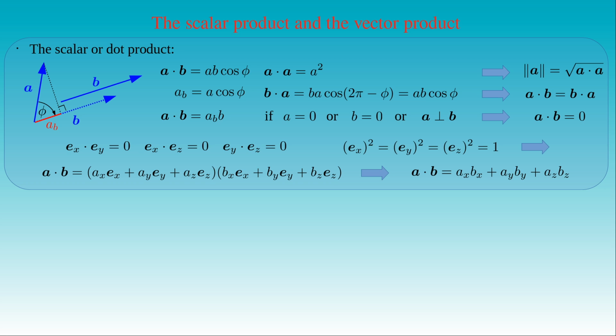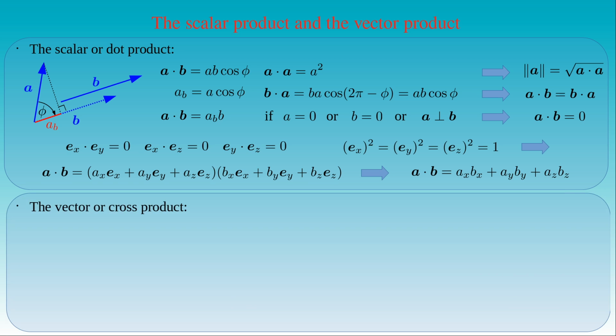The last vector operation we consider here is the vector or cross product. We can use the vectors A and B again with the angle phi between them. The vector product of the vectors A and B is defined as a vector, denoted with A cross B, which is perpendicular to both A and B. The vectors A, B and the vector A cross B form a triplet with the right-hand rule.